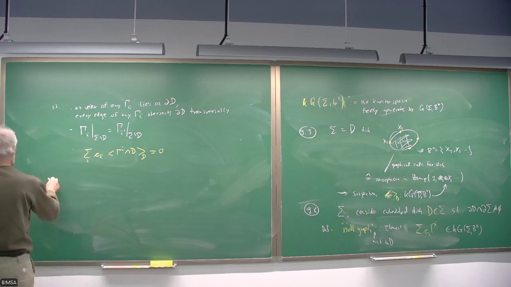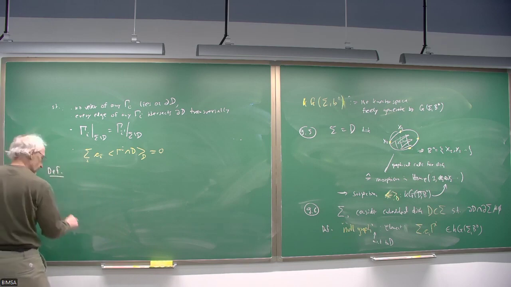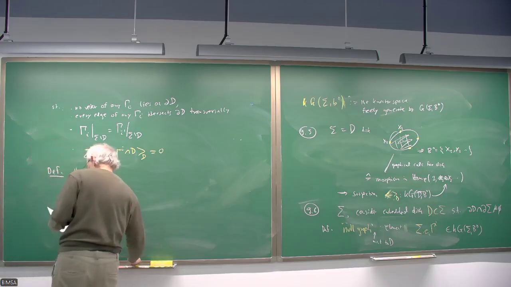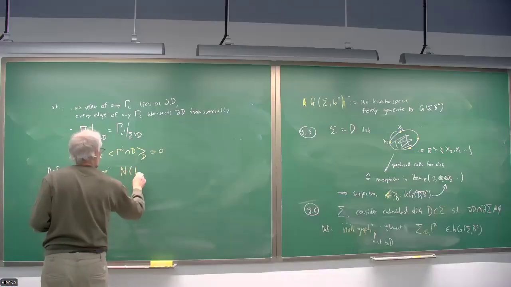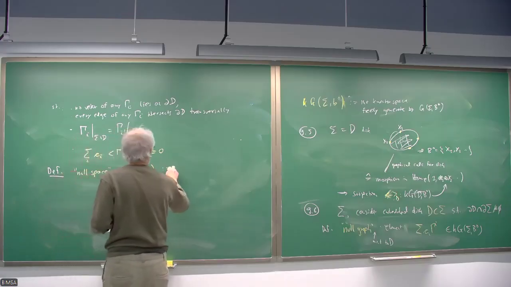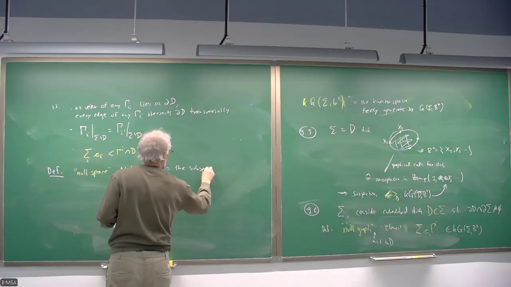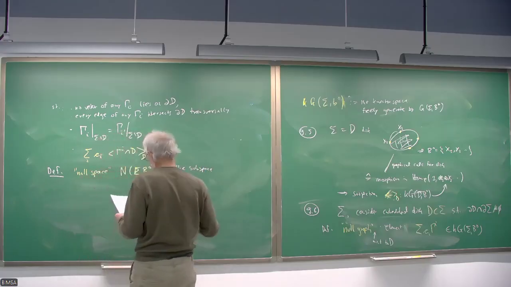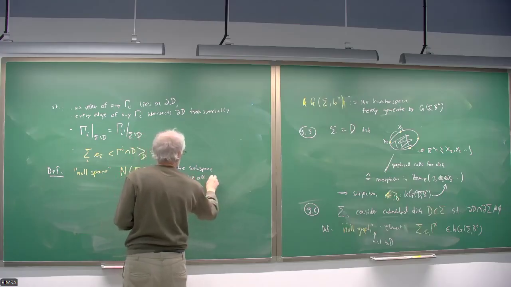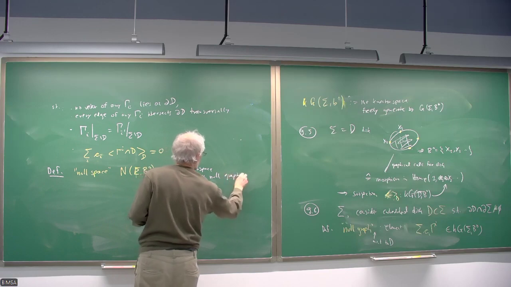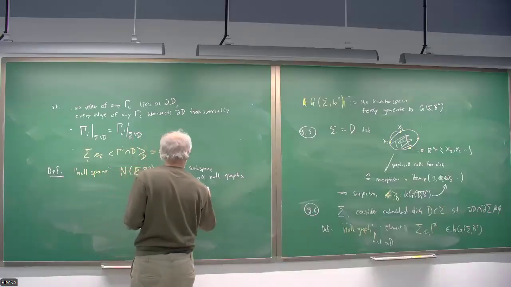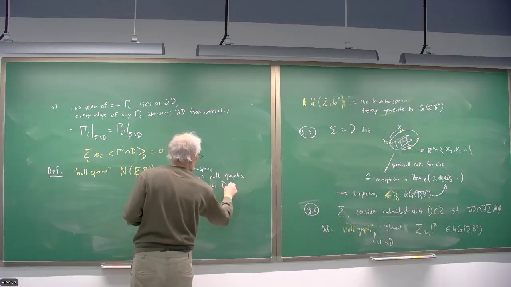And then we define the null space N of sigma and B0 to be the subspace of this big space spanned by all null graphs with respect to all disks embedded into sigma, meaning all satisfying these requirements.